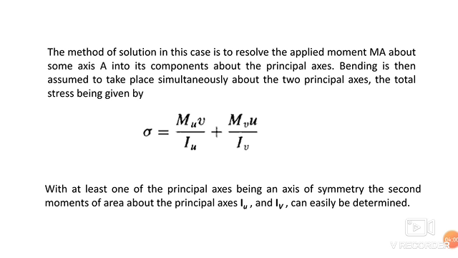The method of solution in this case is to resolve the applied moment about some axis A into its components about the principal axes. Bending is then assumed to take place simultaneously about the two principal axes. The total stress is given by the following formula.